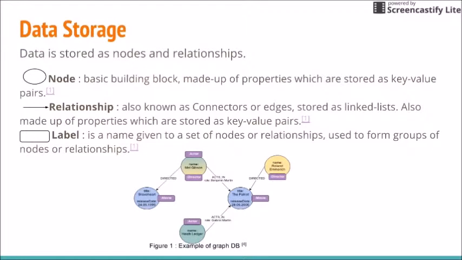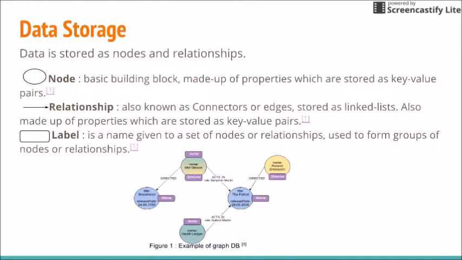Coming to how data is stored in Neo4j, as shown in the figure, we have taken a movie database which we also use for our application. As we can see, the elliptical shapes are the nodes in the graph database, which are the basic building blocks of any graph database that are made up of properties, which are stored as key value pairs.